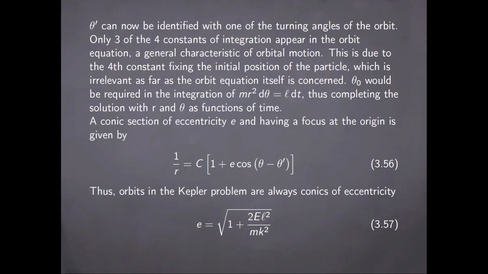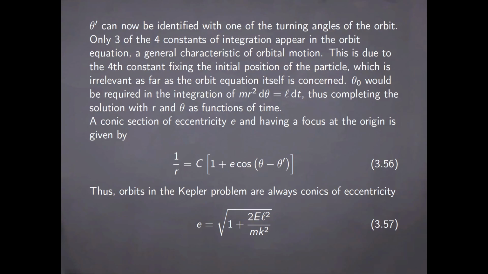So it's important to notice that theta prime can now be identified with one of the turning angles of the orbit. And furthermore, it is important to notice that only 3 of the 4 constants of integration appear in the orbit equation, which is a general characteristic of orbital motion. This is due to the fact that the 4th constant would be fixing the initial position of the particle, which is irrelevant as far as the orbit equation itself is concerned.